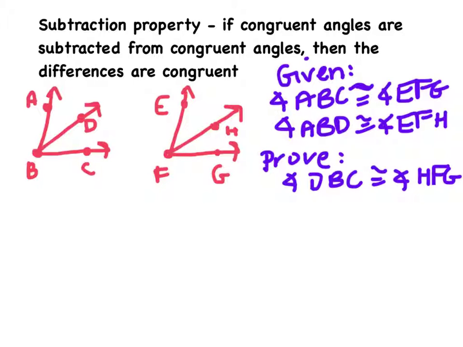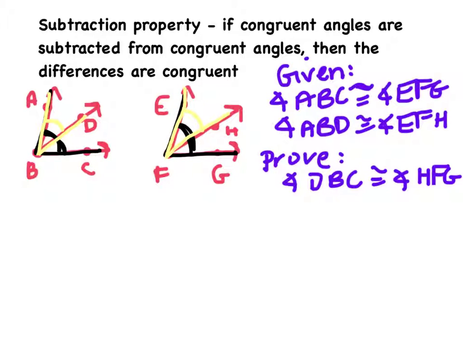This is another example of the subtraction property, except in this one we're not looking at an angle being subtracted from congruent angles resulting in differences being congruent. We're looking at congruent angles being subtracted from congruent angles. So I'm given that angle ABC, which is this large angle here, is congruent to angle EFG, which is this large angle here. And I'm also told that angle ABD, this angle here, is congruent to angle EFH, which is this angle here.